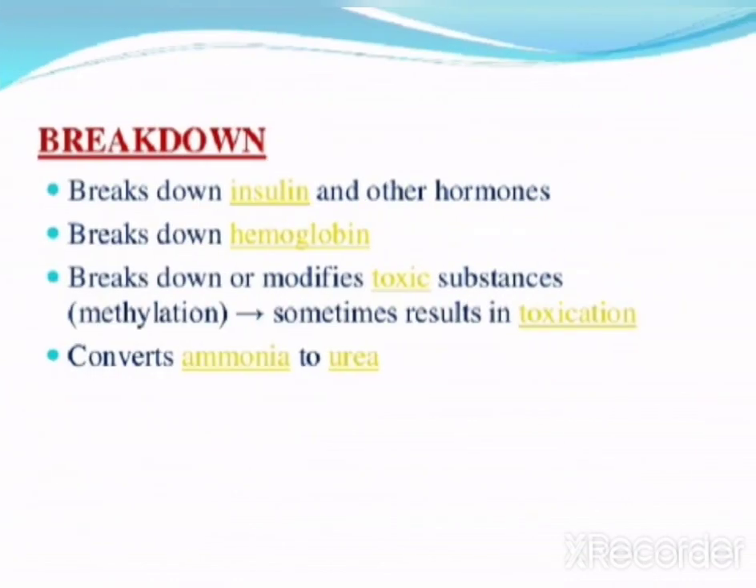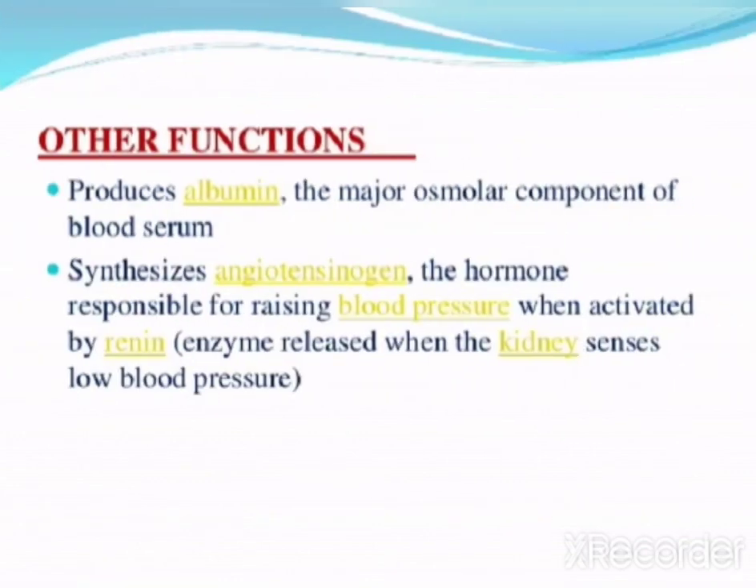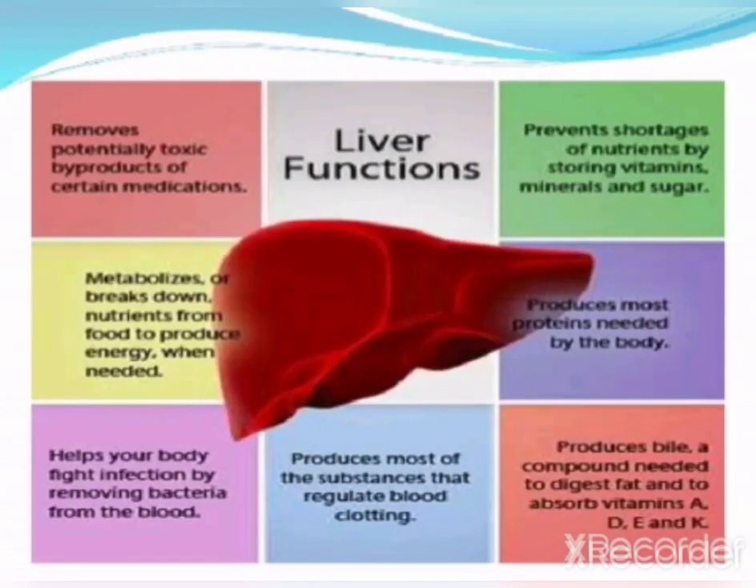Now the breakdown: it breaks down insulin and other hormones, it breaks down hemoglobin, it breaks down or modifies toxic substances like methylation, which sometimes results in toxication, and it converts ammonia to urea. Other functions: it produces albumin, the major osmolar component of blood serum. It synthesizes angiotensinogen, the hormone responsible for raising blood pressure when activated by renin, an enzyme released when the kidney senses low blood pressure. So these are the various functions of the liver.